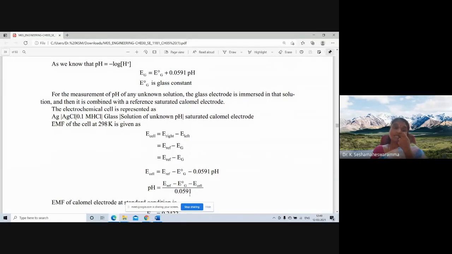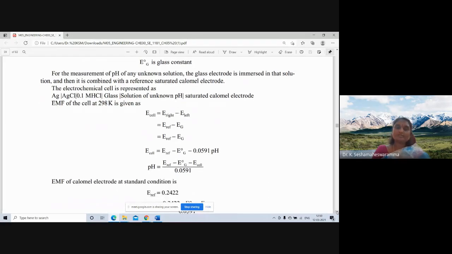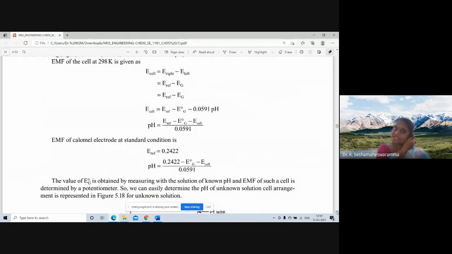pH is equal to E reference minus E glass electrode minus E cell, by 0.0591. You have to remember here E cell is equal to E right minus E left, that is, the electrode potential of reference electrode minus electrode potential of glass electrode. Finally, pH is equal to electrode potential of reference electrode minus electrode potential of glass electrode minus electrode potential of cell, by 0.0591. Every time you have to remember the Nernst equation.